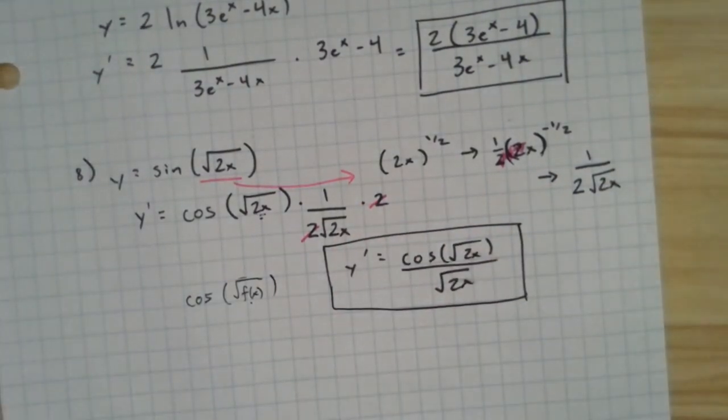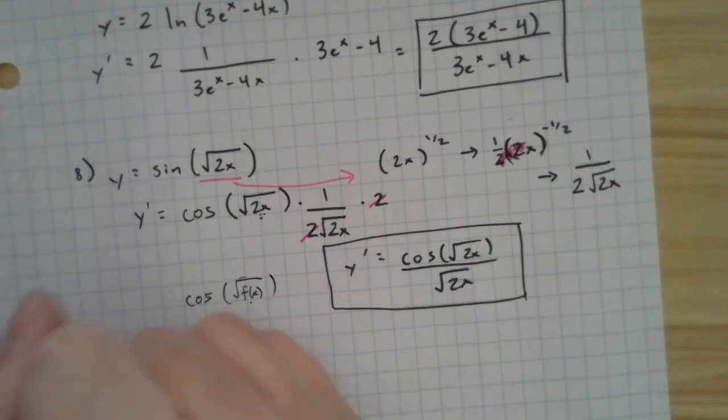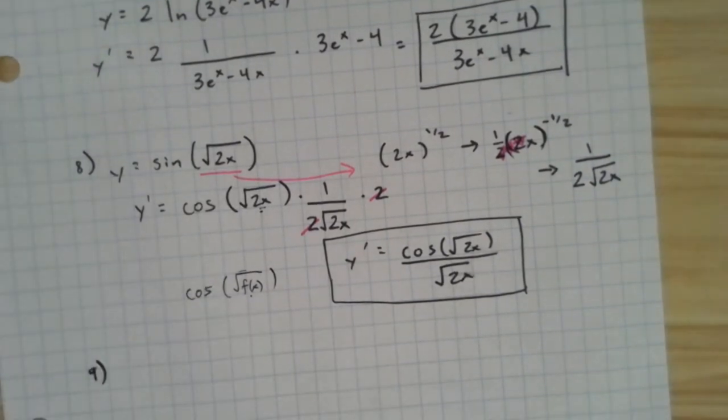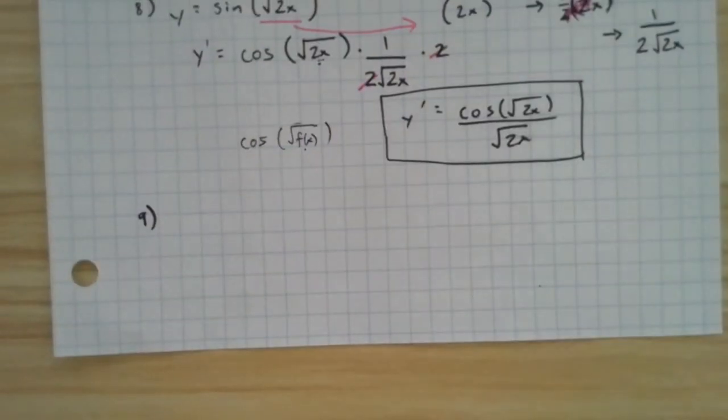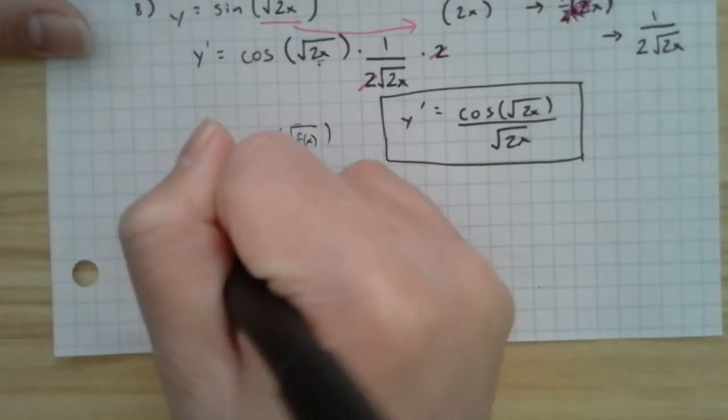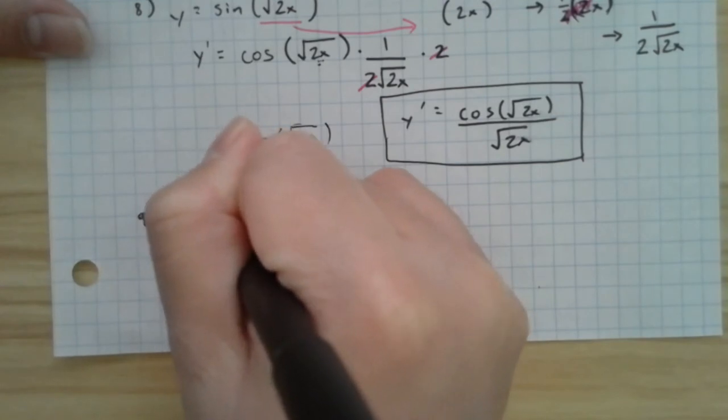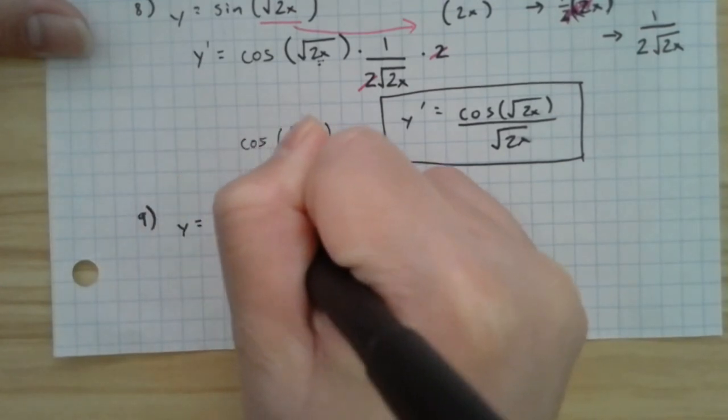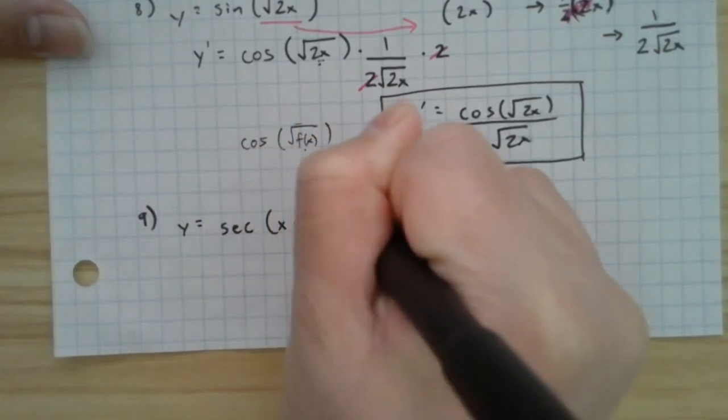Cool. So do a few more here. Running short on time. Number 9 says y is equal to secant of x minus 3x squared.